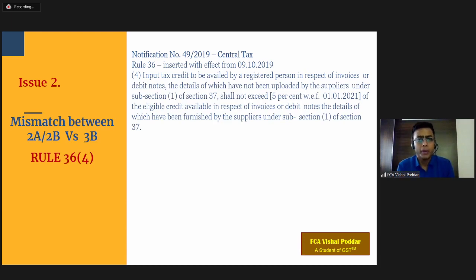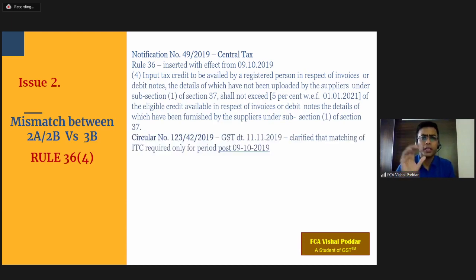I've just produced verbatim what Rule 36(4) says. I'm not reading it out. Now, interestingly, remember this point. If your notice is pertaining to a date prior to 9th of October 2019, you are in a very strong position. The supporting point is Circular number 123. The circular has clearly said that the matching of ITC would be required only for the period post introduction of this notification. Now, even the government circular is favoring us.